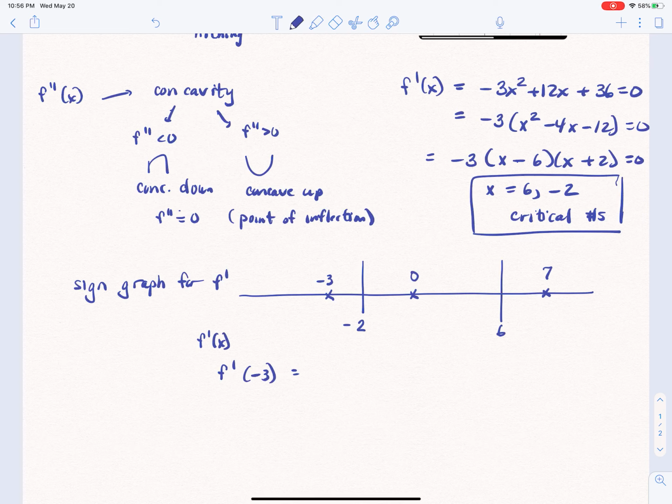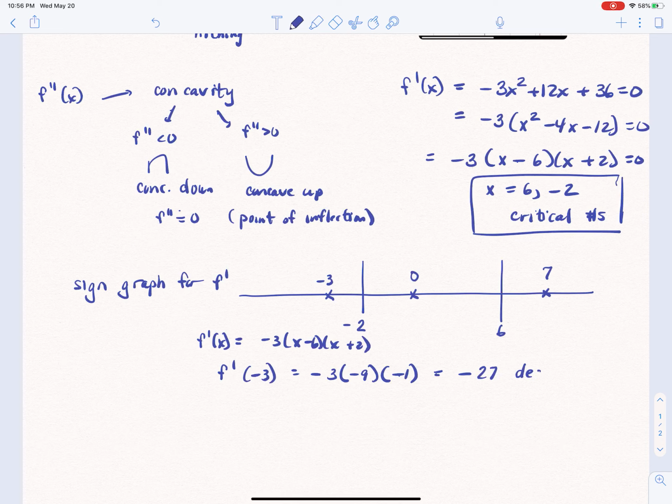So I'm going to say that f prime of x is -3 times x minus 6 times x plus 2. And if I plug in -3, I get -3 times, now -3 minus 6 is -9, -3 plus 2 is -1. I get a negative times a negative times a negative, which is a negative, and I really don't care about the number.